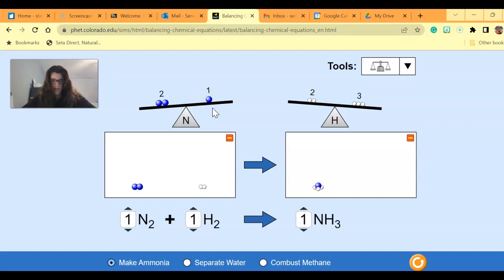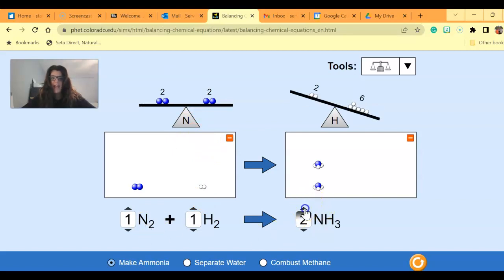And then it says, without going back to 0, what can you change so the number of nitrogens on both sides of the equation is the same? So what are you going to have to do? Well, you're going to have to add a nitrogen here. And now we have a balanced amount of nitrogens.